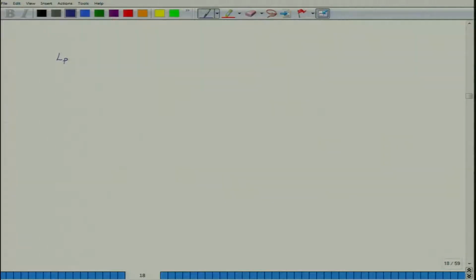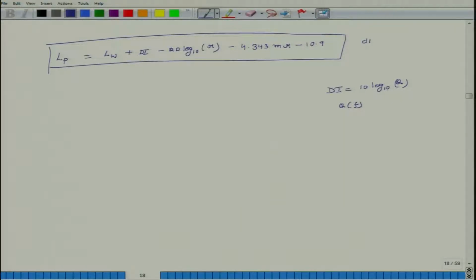LP, which is the sound pressure level at the location of interest, is equal to the sound power level LW plus 10 log of Q, which I call directivity index. We had defined this directivity index as 10 log 10 of Q, and please note that Q is a function of frequency, so it can change with different frequencies, minus 20 log of the distance, how far the microphone is from the source, minus 4.343 mR plus or minus a constant number 10.9. So, this is in decibels, and DI, once again, is directivity index, defined as 10 log of Q.